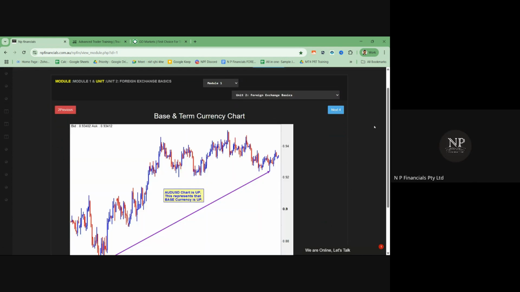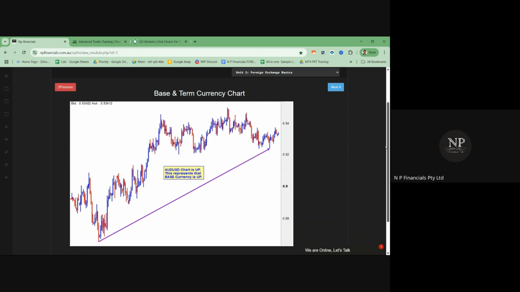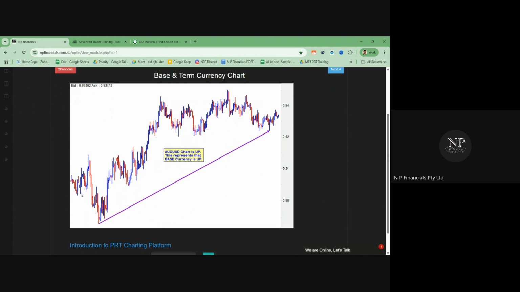Now, the first function, write it down. The first function of the base currency is to draw the chart. So if you see a chart that says AUD USD, that means the chart is for the Australian dollar against the United States dollar. Make sense? Yes, makes sense.